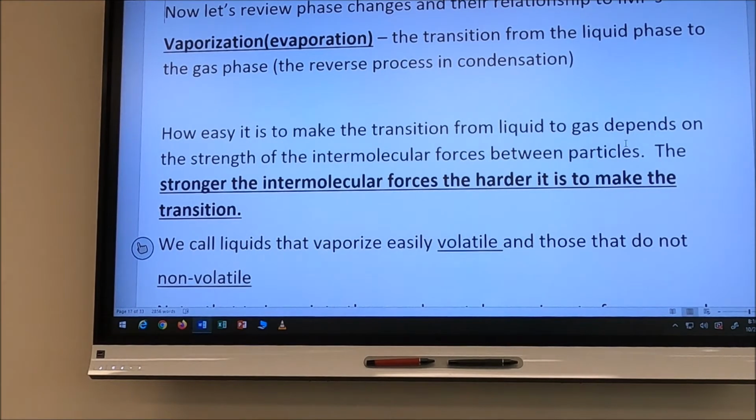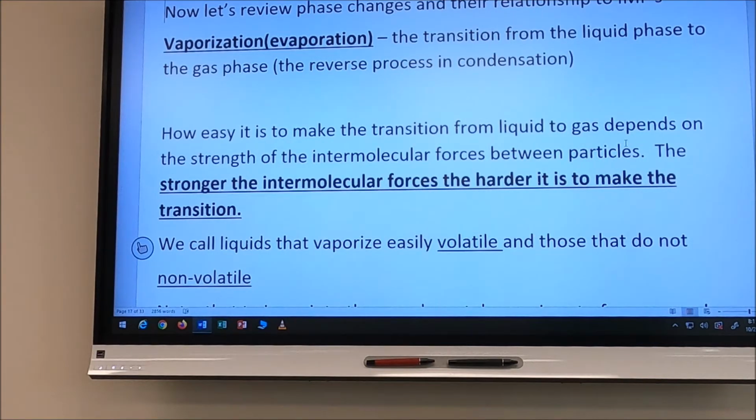Welcome back to chapter 11. We're continuing on looking at the things that intermolecular forces affect. We're looking at the physical properties of things in the solid, liquid, and the gas phase. And today we're going to start by talking about evaporation, which we could also call vaporization, which is the transition from the liquid phase to the gas phase.